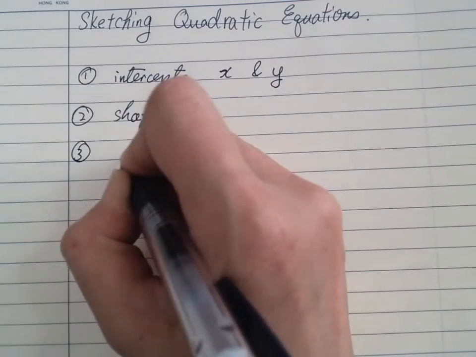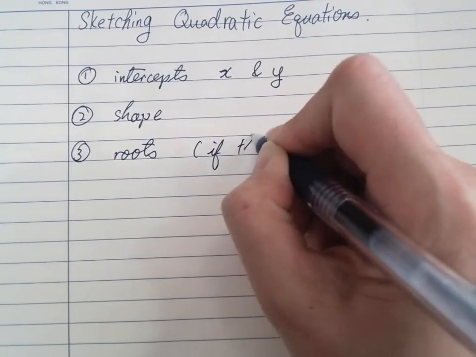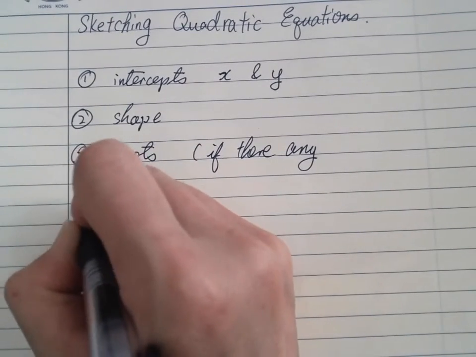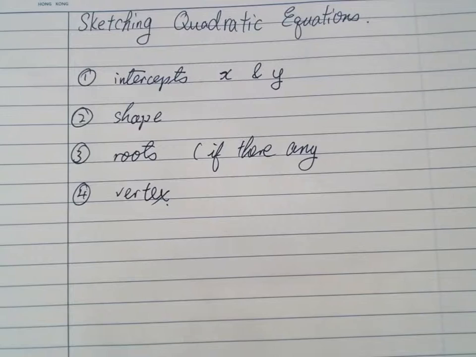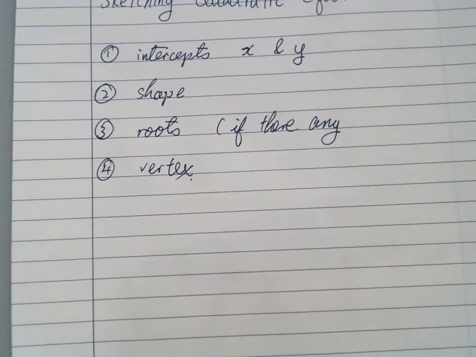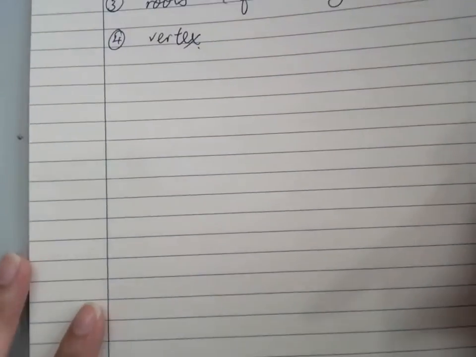Number three, the roots, if there are any. And also the vertex. So it really depends on how the equation looks whenever you see those. Now we'll have different types of equation to show you how and why we're going to find those things and to sketch it. Let's get started.